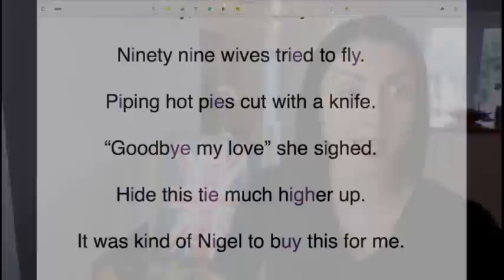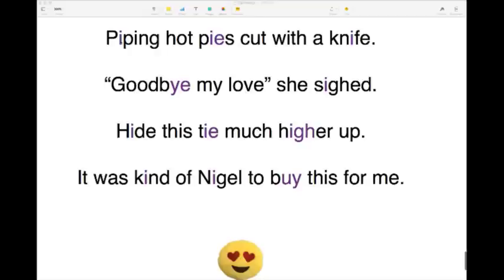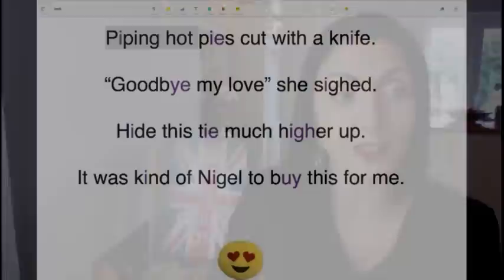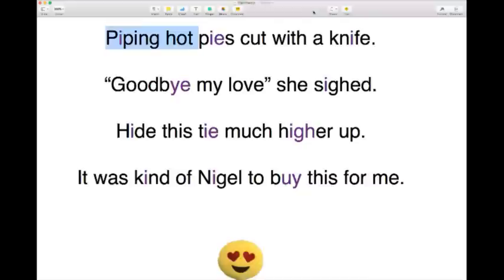We have piping hot pies cut with a knife. This K is silent, so it's just an N sound at the beginning. Piping hot, these are words that sit together quite often. If it's very, very hot, like it's just come out of the oven, it's piping hot. Piping hot pies cut with a knife. And make sure with is TH between the teeth, please. Piping hot pies cut with a knife. You say it. Good. Piping hot pies cut with a knife.